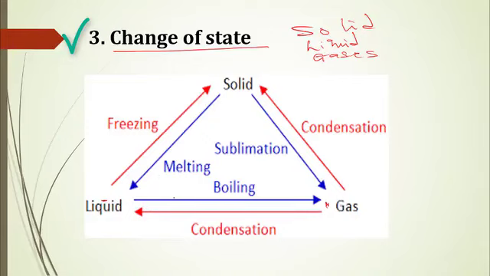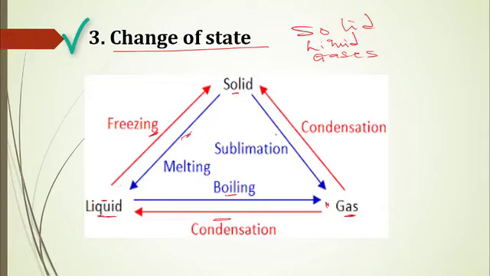Again, liquids can turn to gases when they boil. When liquids undergo boiling, they turn to gases. When gases condense, they turn to liquid. When liquids freeze, when they become cold, when you put them inside the fridge, they become solids. On the other hand, when solids melt, they become liquid as well.